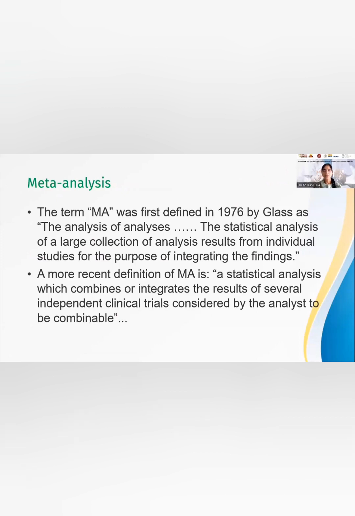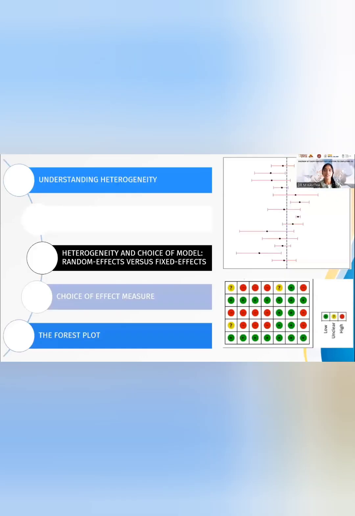Meta-analysis: following a systematic review, data from individual studies may be pooled quantitatively and reanalyzed using established statistical methods. These are all the steps. First of all, we have to understand the heterogeneity. Then the tests for heterogeneity.